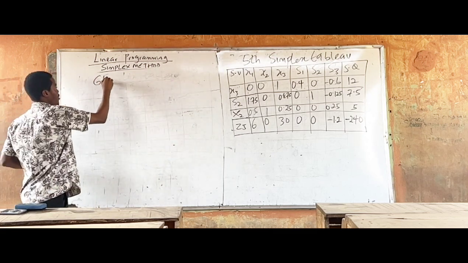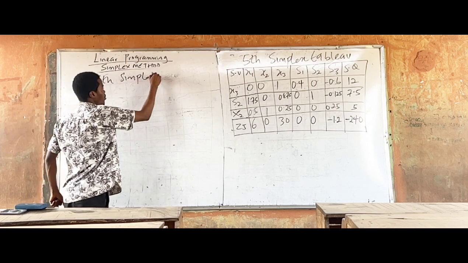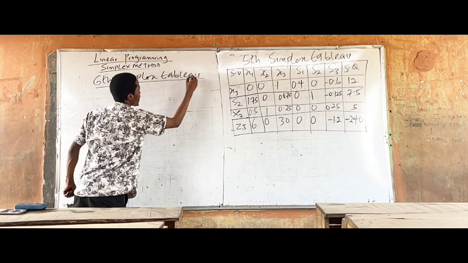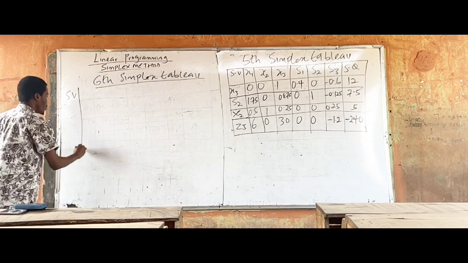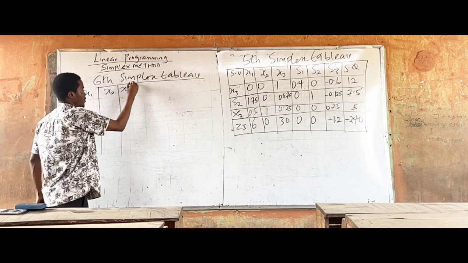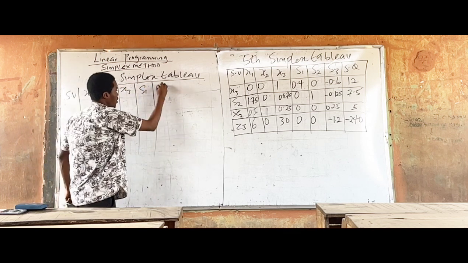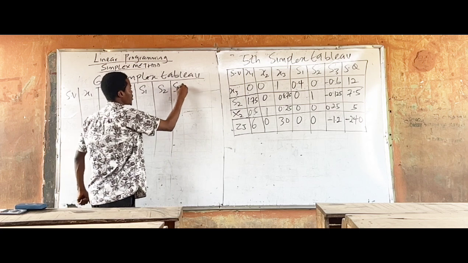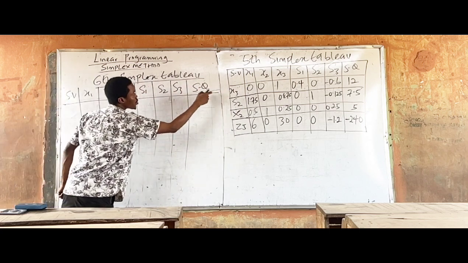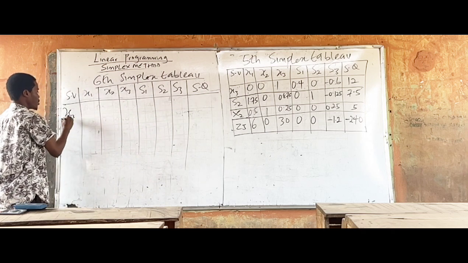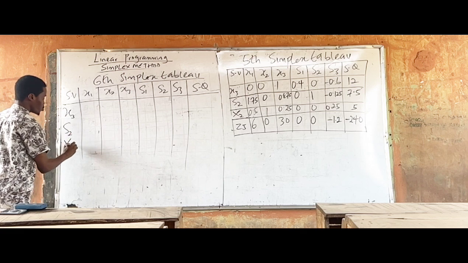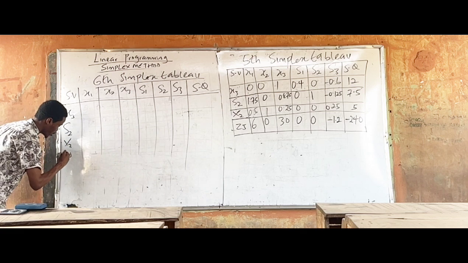My sixth simplest tableau. My solution variable, my x1, my x2, my x3, and what? Solution quantity. So this is what? My x3, my x2, then my x2, then my ZG.